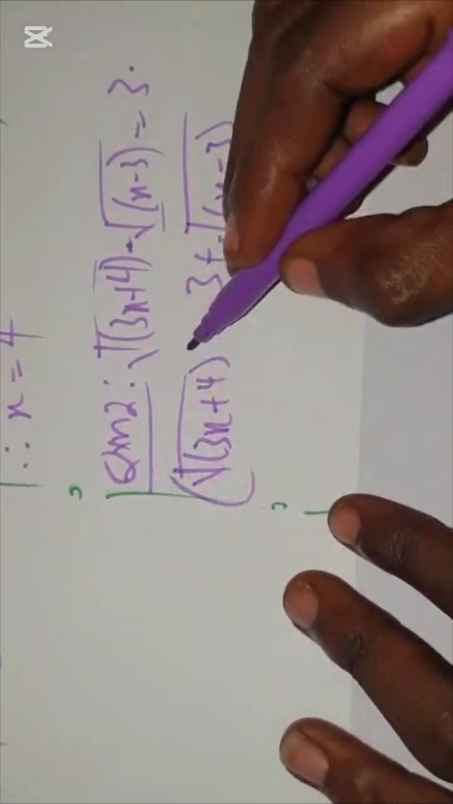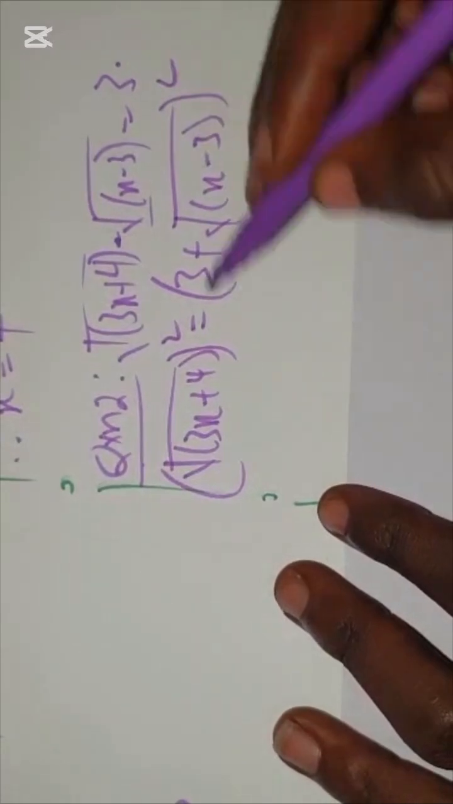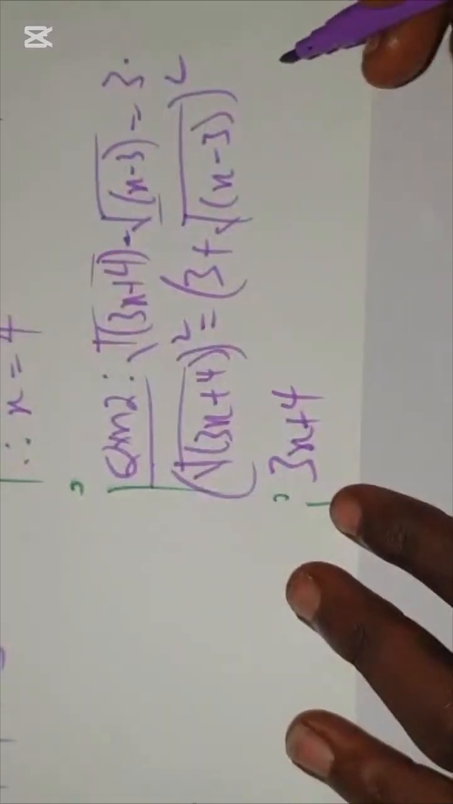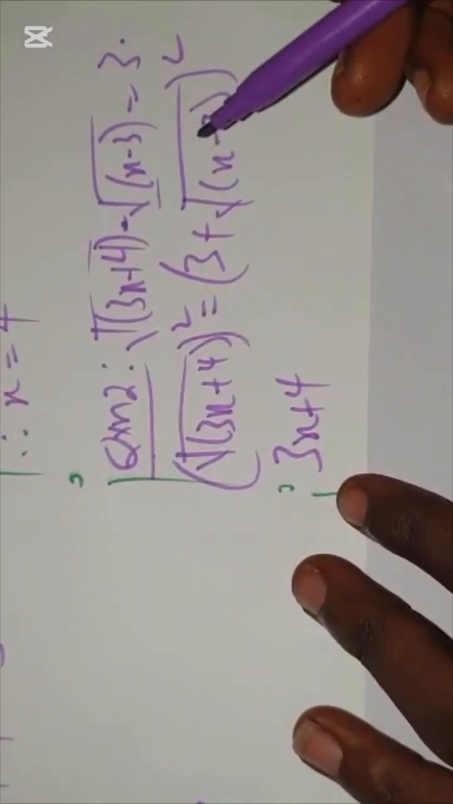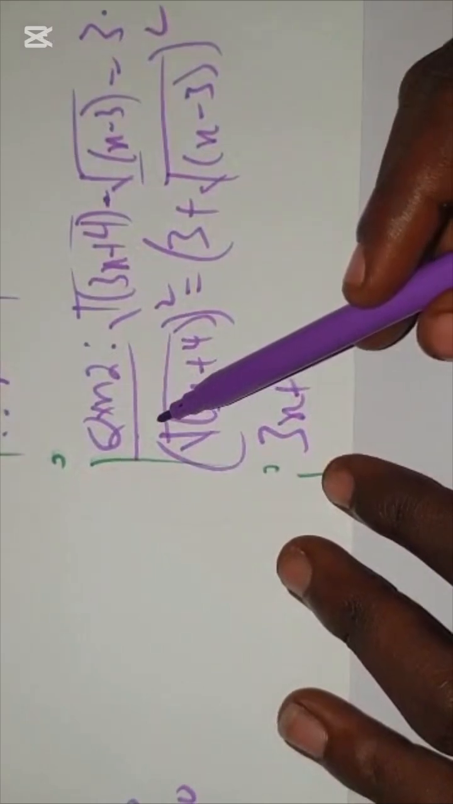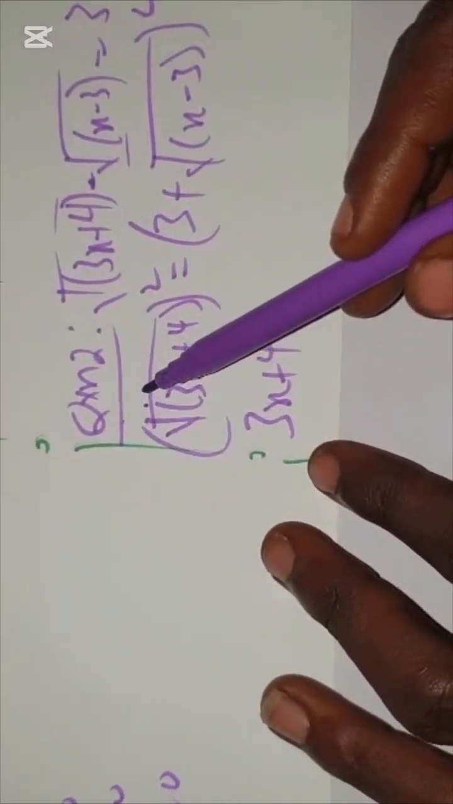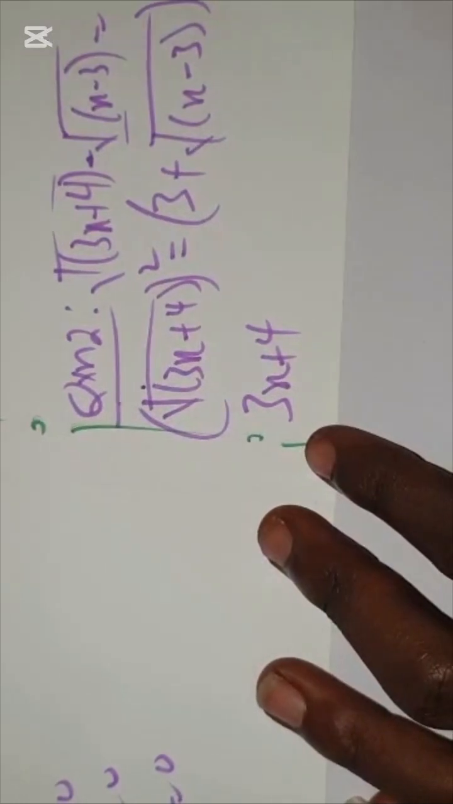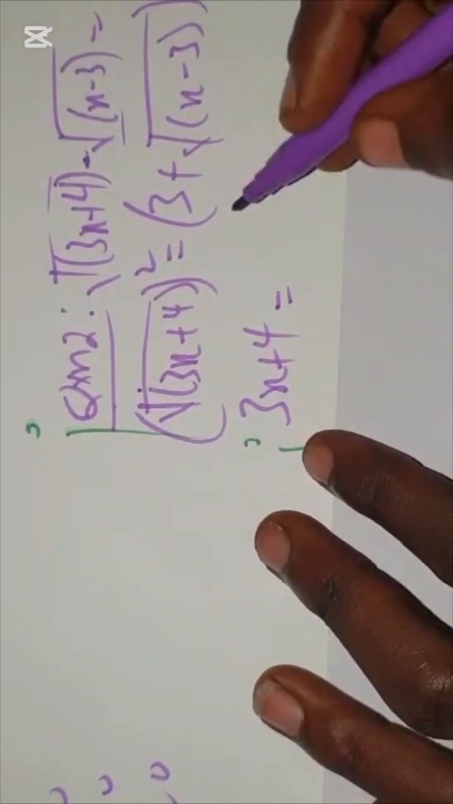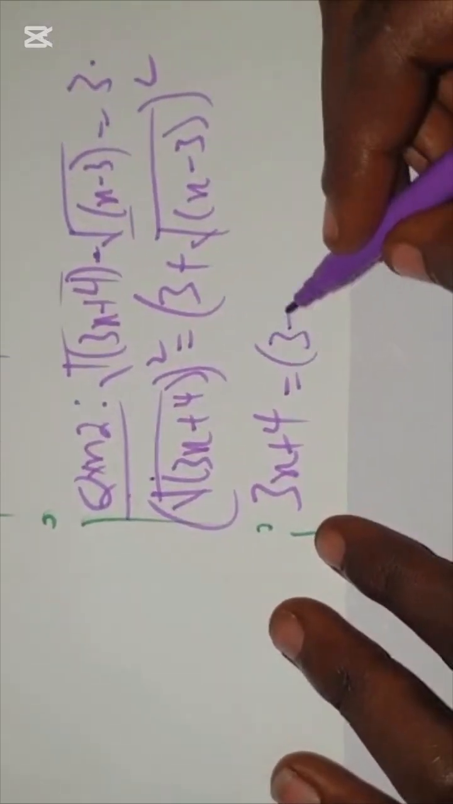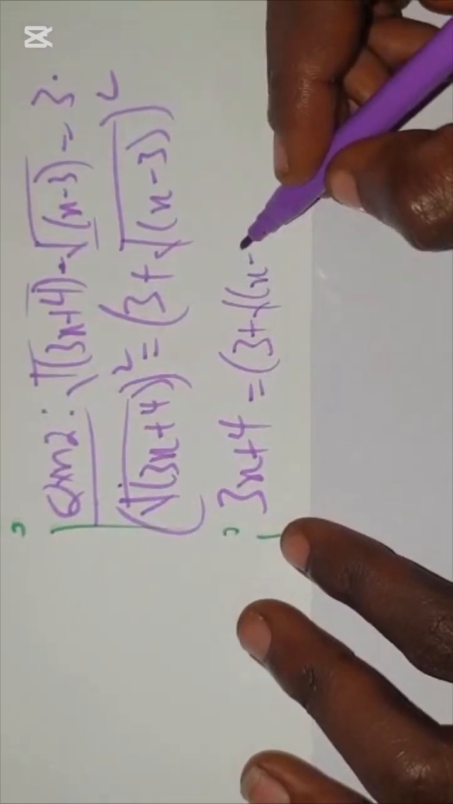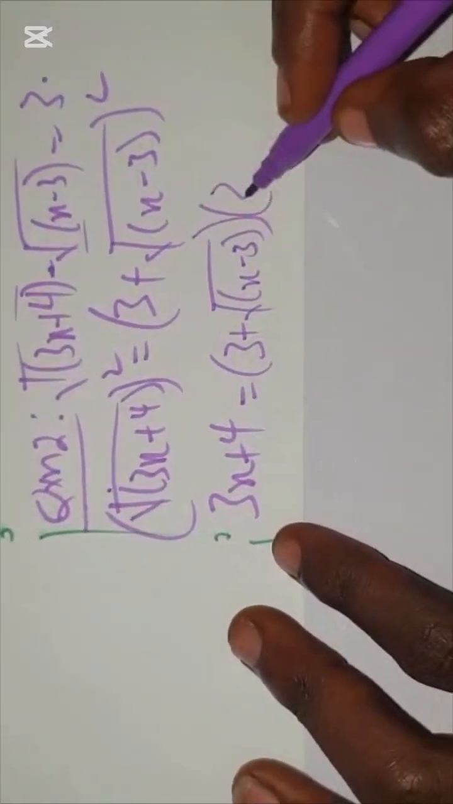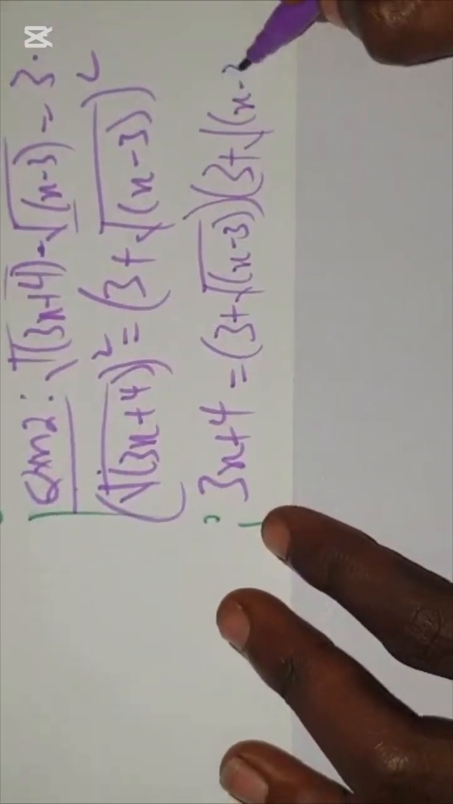Then we square both sides. The reason why we square both sides is to get rid of the square root. When you get rid of the square root, you're able to solve without any complications. So this gives us 3 plus root of x minus 3, times 3 plus root of x minus 3.